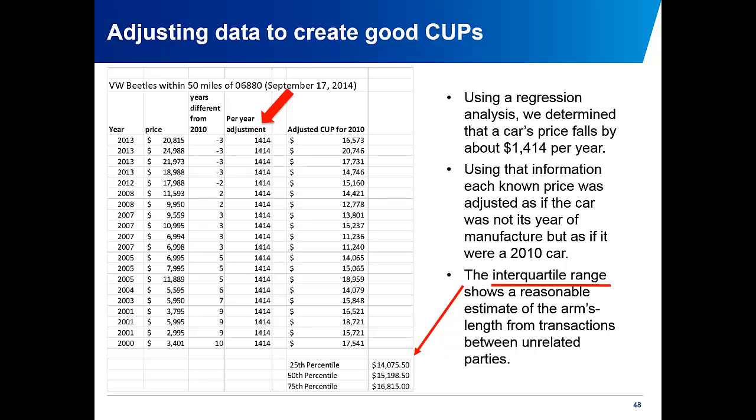Well, that's not a bad range. That actually narrows it down a good bit. And if you transacted at the $15,198.50, you'd have a very strong argument that that transaction, when you sold the car to your brother, happened at an arm's length price.